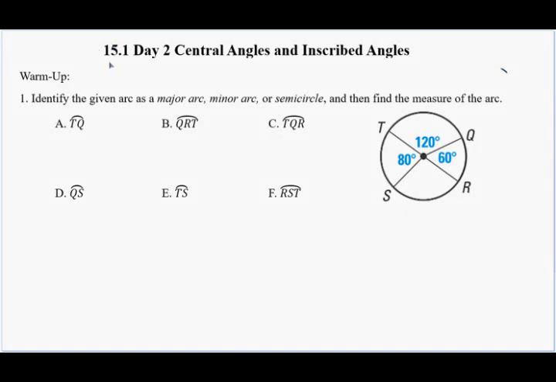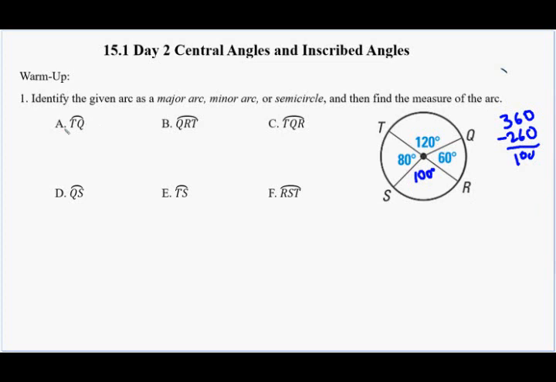Okay, in this video we're going to finish up Chapter 15, Section 1 about central and inscribed angles, and here we have our warm-up. Over here we've got a circle cut into 4 slices, and they're going to ask us about some of the arcs. First thing, let's find this one last missing piece of the puzzle. If we add up the angles that we do have, it adds up to 260, and a full circle is 360. So if we subtract that, this slice is 100 degrees.